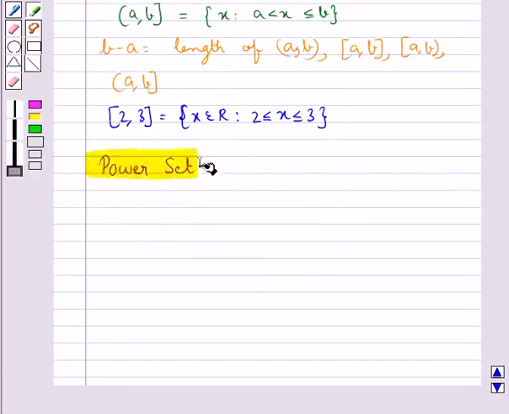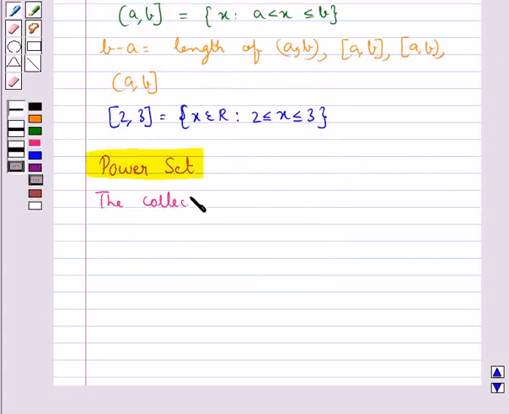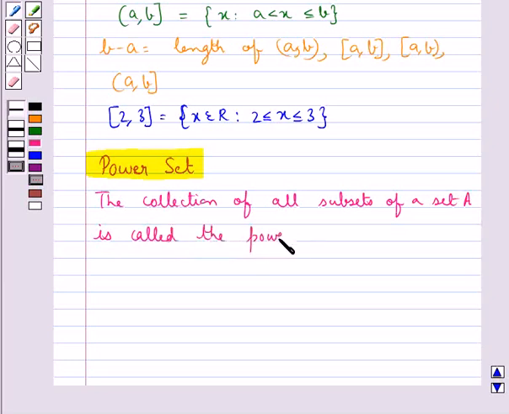Next we have the power set. The collection of all subsets of a set A is called the power set of A. It is denoted by P(A). In P(A), every element is a set.